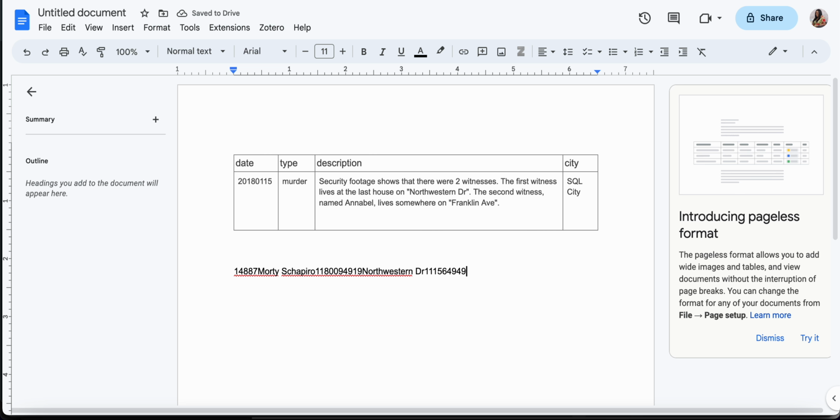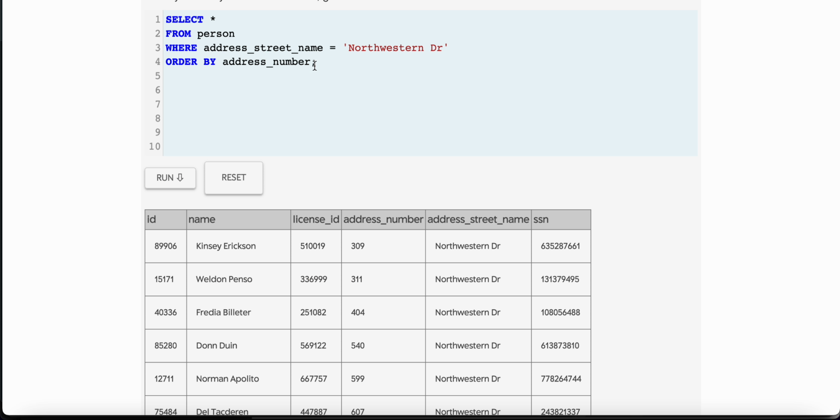The second person is the second witness named Annabelle, who lives somewhere on Franklin Ave. All right, so for the second person, we are still using this table, but the address street name will no longer be Northwestern because we are told that it is Franklin Avenue, AVE, and the person's name is Annabelle.